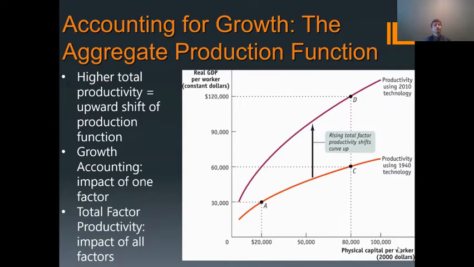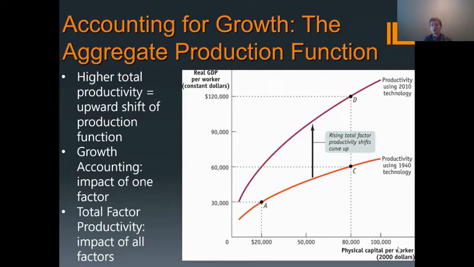Now, if you're looking at the production function and you want to show growth, it's really an upward shift to that production function, because as you're looking at it, your real GDP per worker is on the Y axis, your physical capital per worker is on the X axis. If they are able to do more, then it shifts upwards because the real GDP per worker increases. Now, the trouble with this is trying to figure out the growth accounting, trying to find the impact of one factor instead of all factors, because you want to figure out what is going to be the most efficient use of your investment. Do you invest in more physical capital or more human capital or technology? What do you need? It's sometimes difficult to separate those things out.